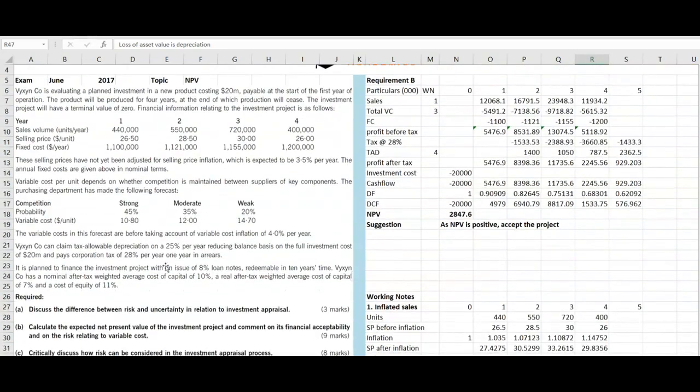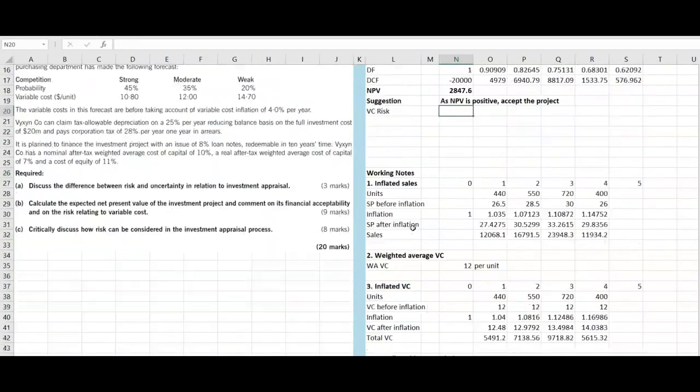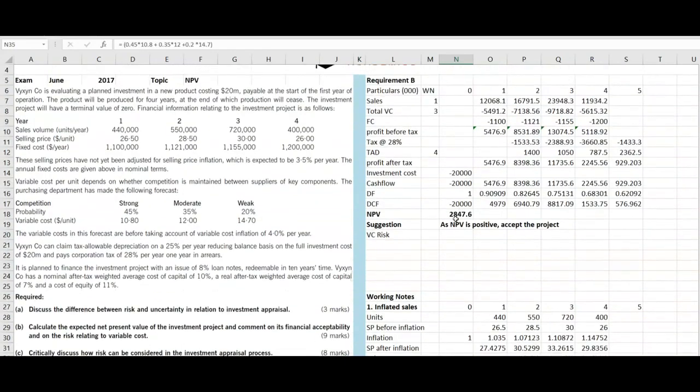So let's see whether we have left out anything else. Calculate the expected NPV of the investment project and comment on its financial acceptability. These we have done. And on the risk relating to the variable cost. I think it is a sensitivity, but rather than doing a sensitivity, we can just explain. In terms of variable cost risk, we can say that normally we have taken the variable cost at 12 per unit. But if the number is going to change to 10.8 or 14.7, that is going to be very dangerous.